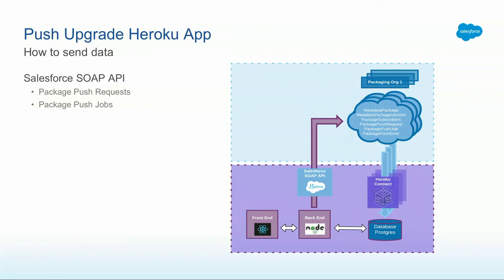But when we need to create a new object, when we create a new push request, we create package push requests and package push jobs. These are the two objects we need to create. In that case, we are not using Heroku Connect because it has a delay of 10 minutes in the synchronization. And when we create a new push request, or especially when we need to edit a value like the status, we need to do it immediately. So in that case, when we need to send information to the organization, we are doing it through the SOAP API of Salesforce. I'm using JSforce, which is a library that helps us a lot in handling the connection with the organizations and also the communication via API.